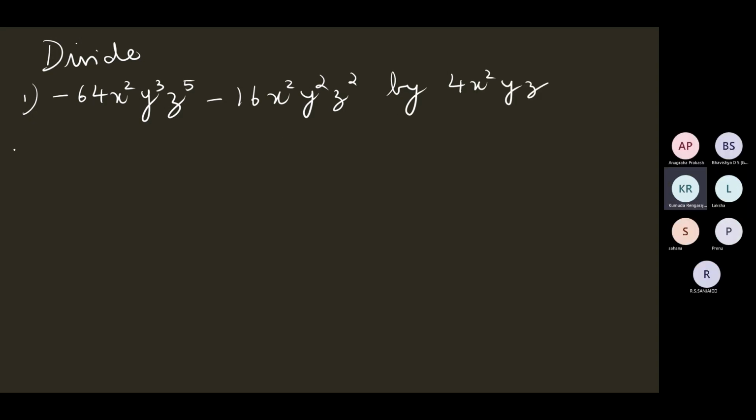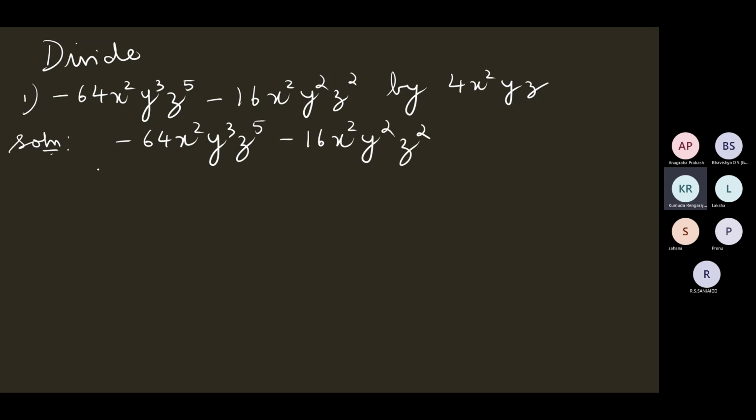Here we have to divide minus 64 x squared y cubed z to the power 5 minus 16 x squared y squared z squared. We need to divide this by 4x squared yz. So how do we factorize the numerator?